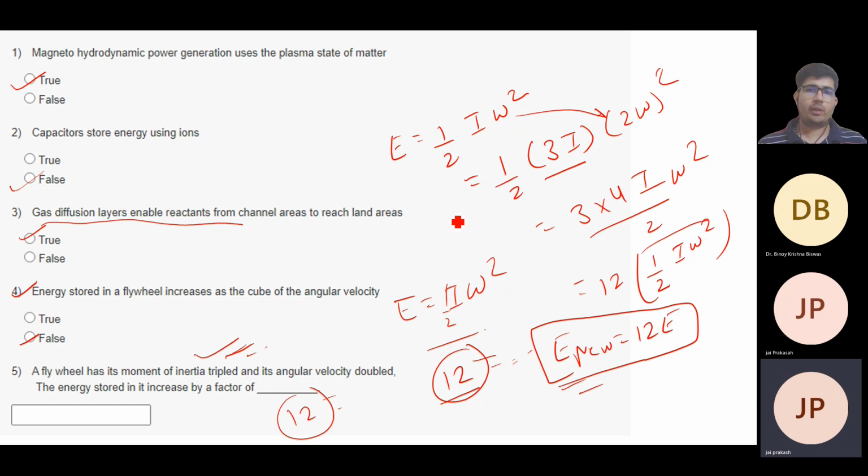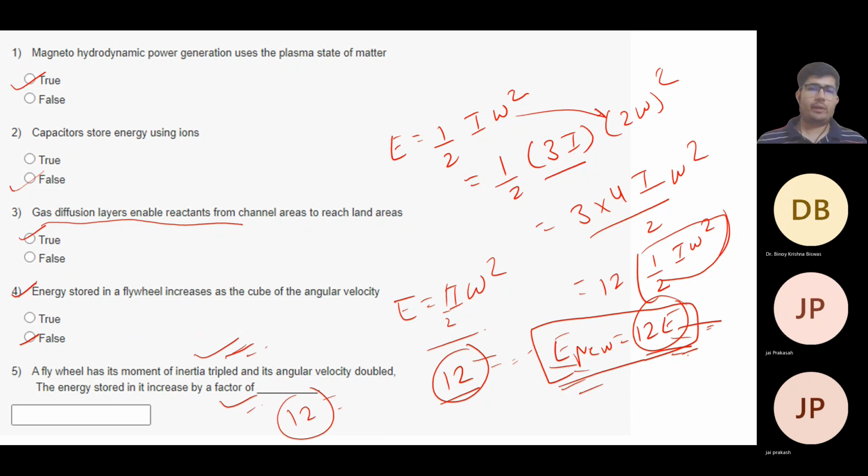This half I omega square can be considered as the old energy. So the new energy will be 12 times the old energy. Yes, it's correct. So the energy stored in it increased by a factor of 12.